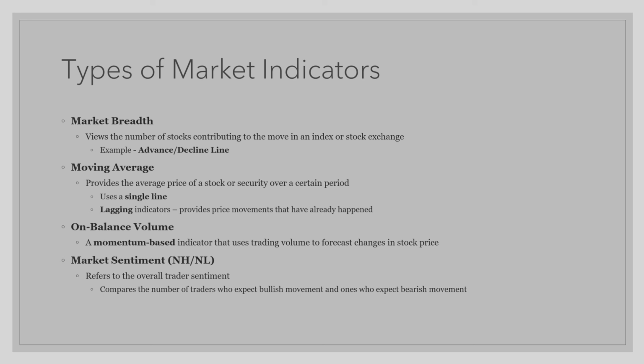The third type of market indicator is known as on-balance volume, which is a momentum-based indicator that uses trading volume to forecast changes in stock price. The last type of market indicator is known as market sentiment, or new high/new low. This refers to the overall trader sentiment. It compares the number of traders who expect a bullish movement and ones who expect a bearish movement.